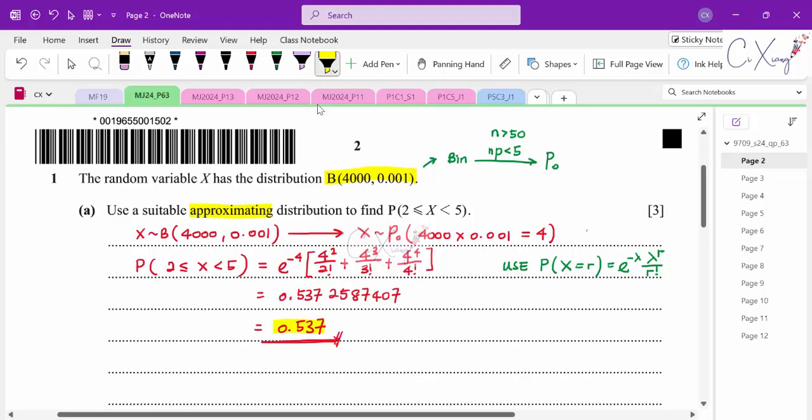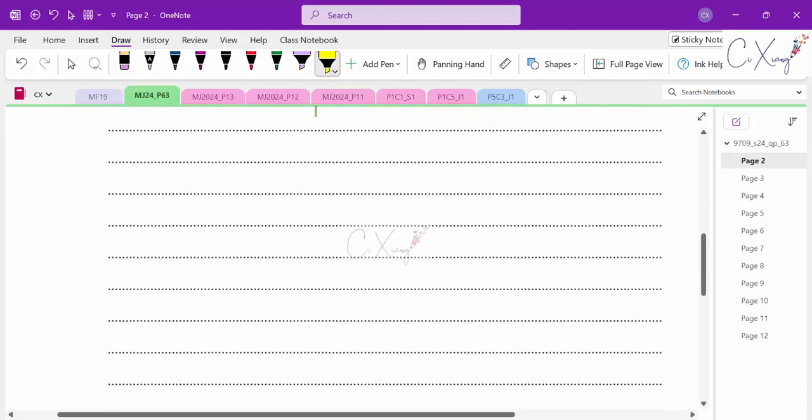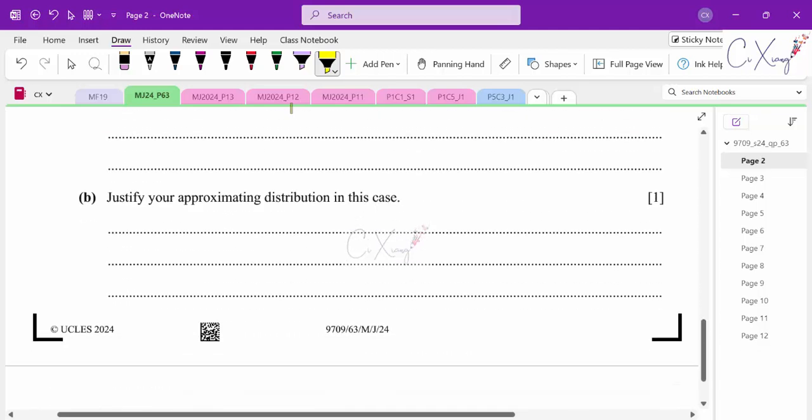Okay, then let's continue to part B. For part B, they are asking us to justify the approximating distribution in this case. So they want us to justify how we can change binomial to Poisson. Like what I told you just now, the conditions here actually fulfill the conditions for changing binomial to Poisson. When n equals 4000, it already fulfills the condition that n is greater than 50. Then np equals 4 in our case, which also fulfills the condition that np is smaller than 5. So these two are the reasons that we are allowed to change binomial to Poisson.